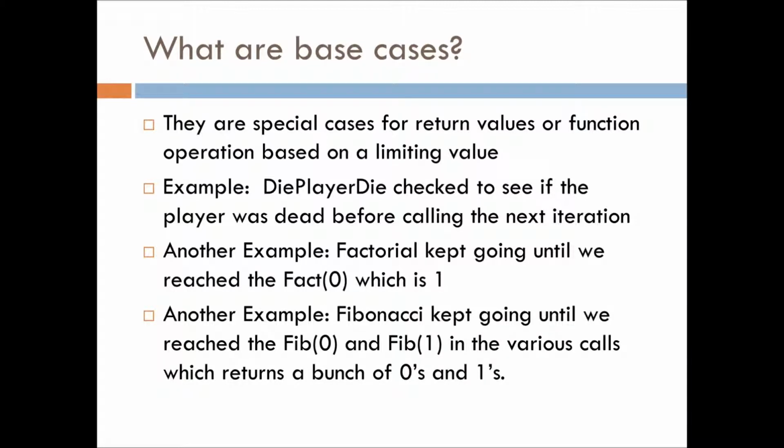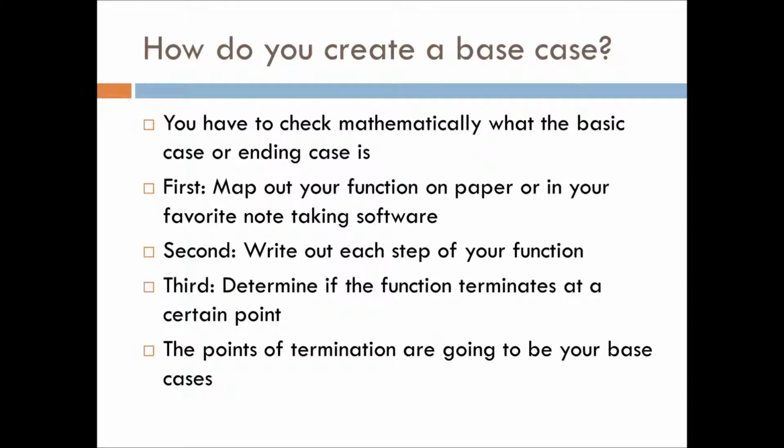Fibonacci, we kept going until we reached a fib of 0 or a fib of 1 in the divided calls. Because each time we call it recursively, it creates one function, two functions, and those functions might create more functions. That's why I said until we reach the fib 0 or fib 1 in the various calls. We're going to see an example of both Fibonacci and factorial mapped out later in these slides.